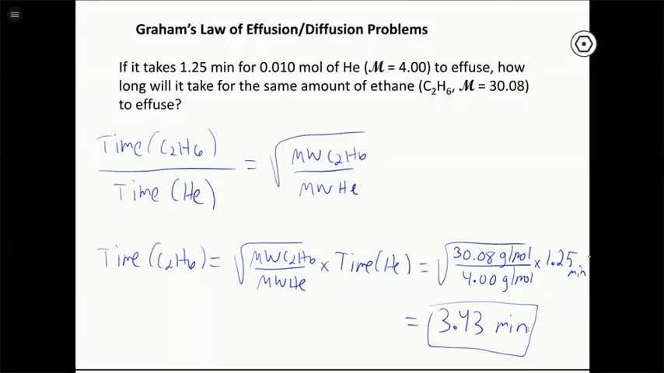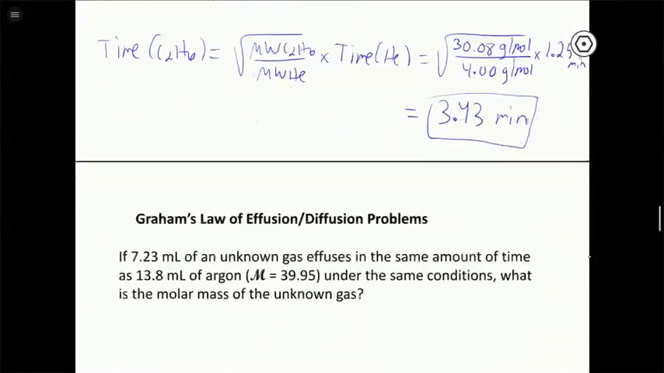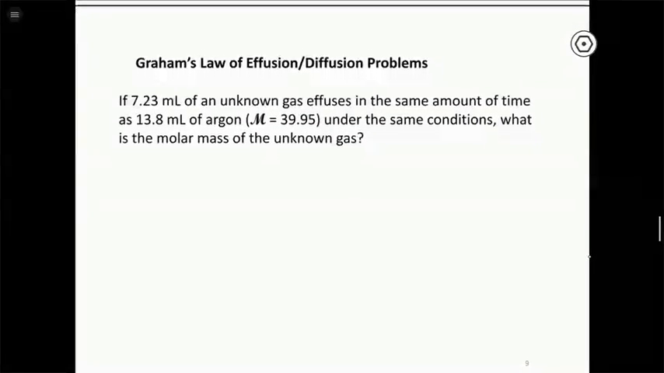Okay? And then finally, one last variation that we can do. We have an equation with 4 terms in it. We could set one of the other things as our unknown. So let's say we have 7.23 milliliters of an unknown gas effusing in the same amount of time as 13.8 milliliters of argon in the same conditions. So what is the molar mass of the unknown gas? Here in this situation, we're solving for an unknown molar mass, which makes the algebra maybe a tinge more difficult, but it's not too bad, right?